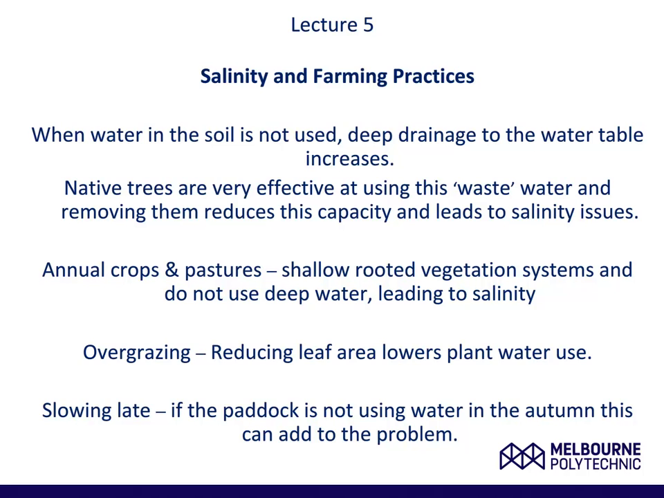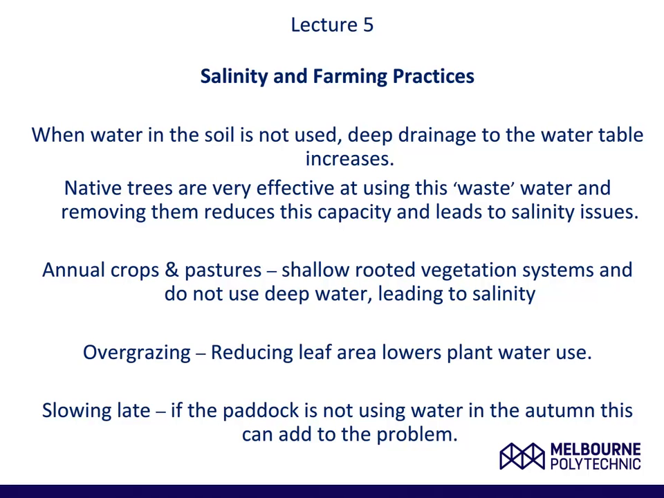When water is in the soil, it is not used. Deep drainage to the water table increases. Native trees have been found to be very effective at using this wastewater, and removing them reduces the capacity and leads to salinity issues. Annual crops and pastures tend to be shallow-rooted in nature, and they do not use deep water, this also leading to salinity.